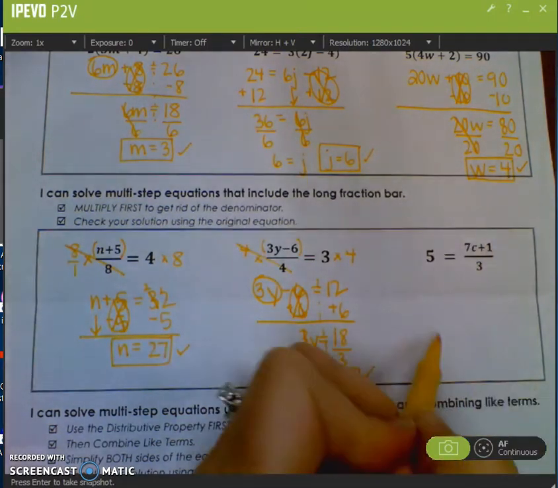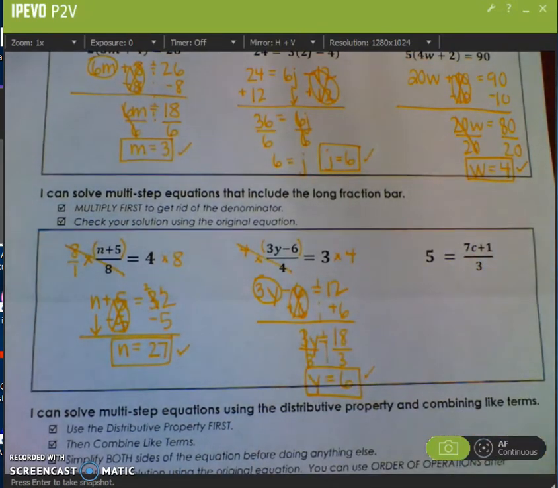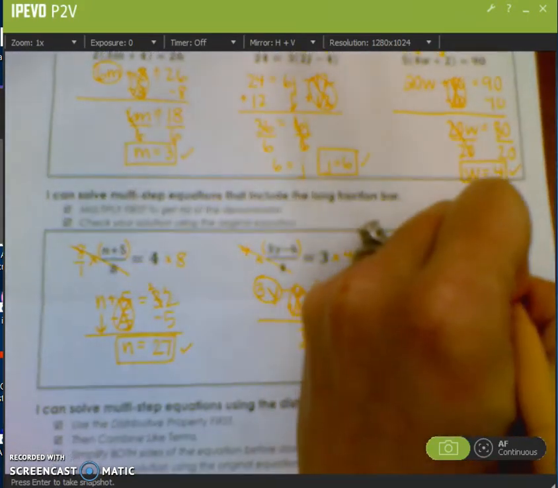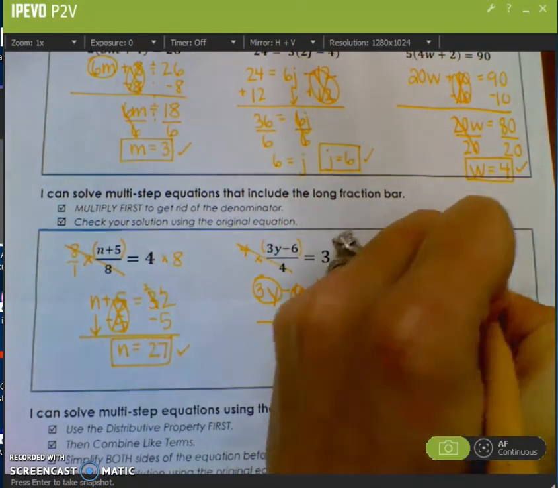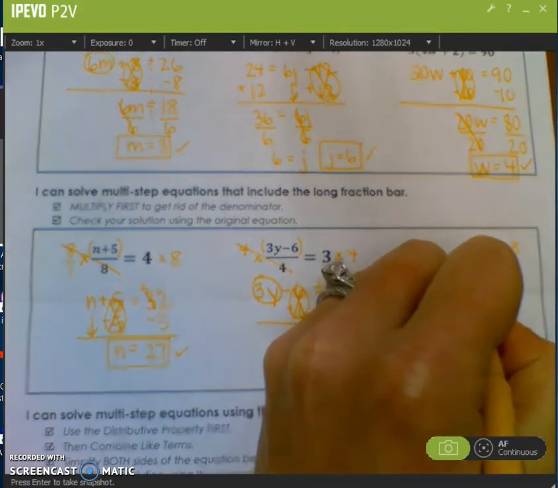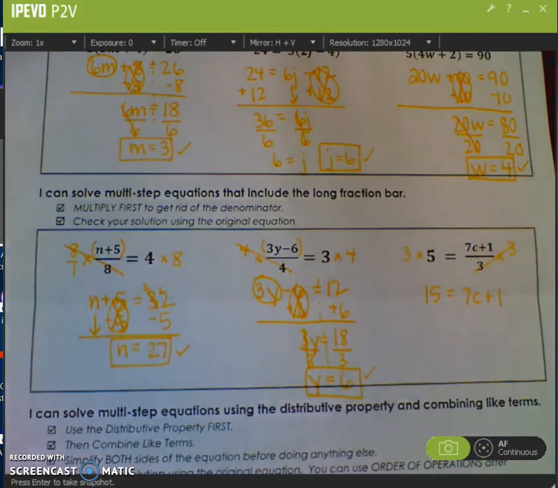Hopefully you've tried this problem on your own and now you're just checking your work. When you see the fraction bar, your first thought should be to get rid of the denominator right away. To get rid of the denominator, the opposite of divide by 3 is multiply by 3. So we multiply by the denominator on both sides. And we get 3 times 5 is 15 equals 7c plus 1, because these 3's canceled out.